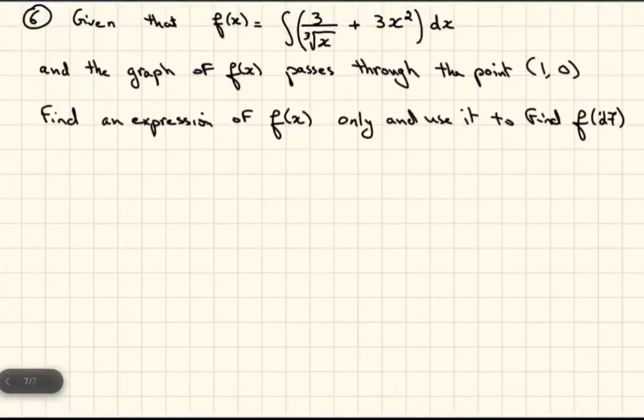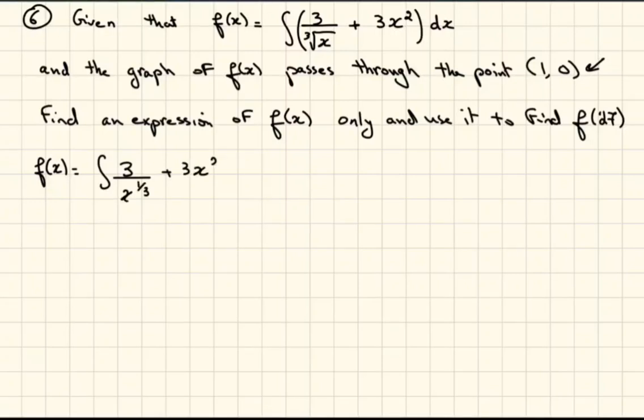The last question I will do is this one. So you are given f of x to be the integral of the following, and the graph of f of x passes through (1, 0). They're giving you this point for you to find c. So let's integrate, but before doing this, we need to rewrite it. So this is x exponent 1 over 3 plus 3x squared, because we can't work with radical. Now we can't work with denominators, we need to take it up. And now we do the integral.